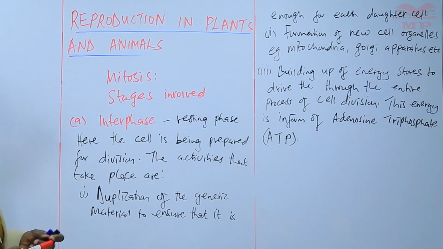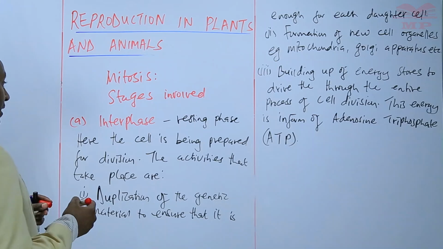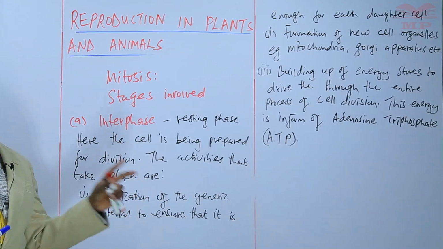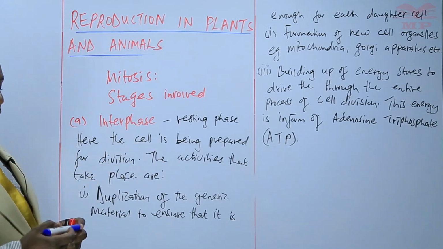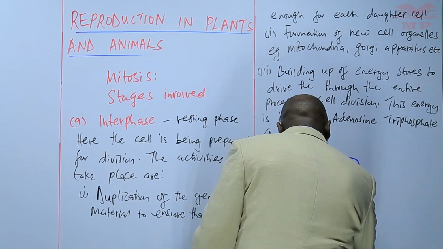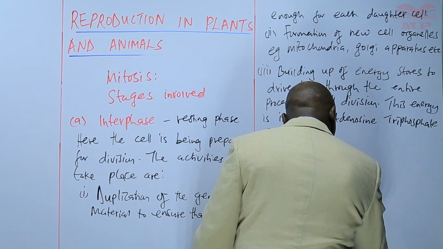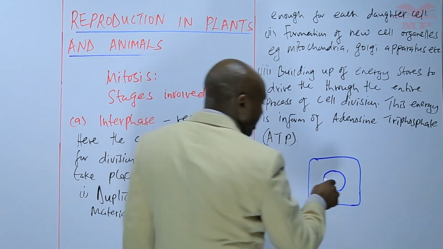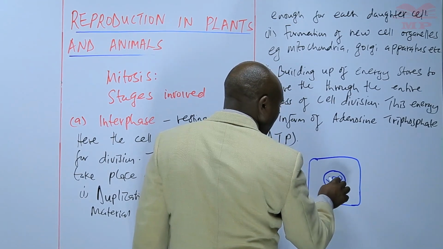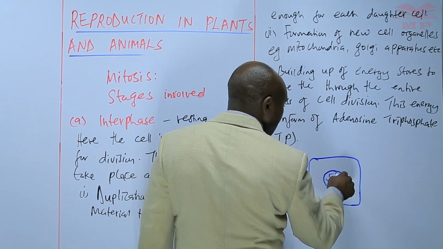The next stage of mitosis that we shall look at is prophase. But before that, let us ask ourselves, how would a cell look like when it is at interphase? We can have a simplified diagram to show this. So assuming that I have a cell, there is the nucleus. Inside the nucleus, we have what we call the chromatin material, not organized in any particular manner, just some strands, and there is also the nucleolus.